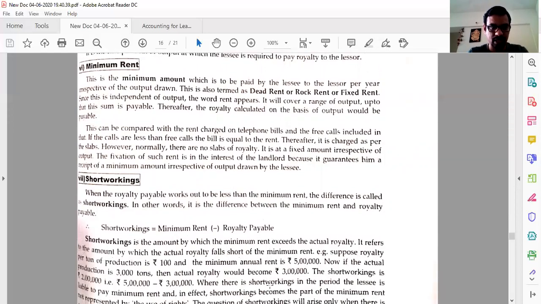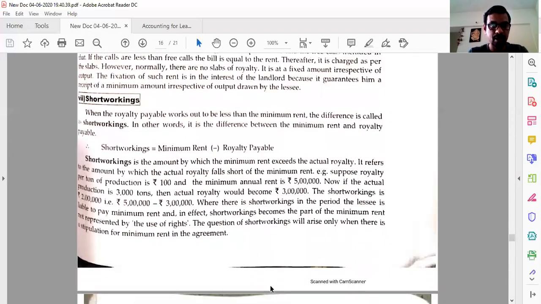Now next one, short workings. When the royalty payable works out to be less than the minimum rate, the difference is called a short working. In other words, it is the difference between minimum rate and royalty payable. Therefore, what is the formula? Short working is equal to minimum rate minus royalty payable.